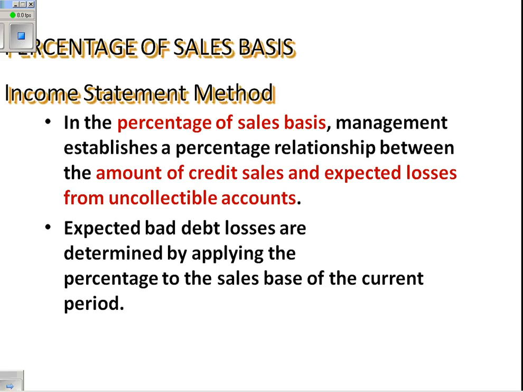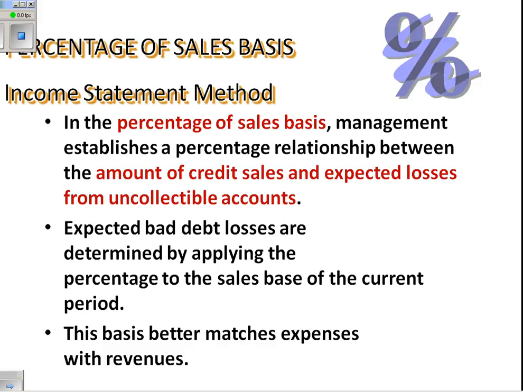For the income statement method, the management establishes a percentage relationship between the amount of credit sales and expected losses from uncollectible accounts. Expected bad debt losses are determined by applying the percentage to the sales base of the current period. So this percentage they estimate is usually based on history. If they know on average they lose about 2% of their sales, then they would use this as the percentage they're using to estimate what will go bad this year. This basis better matches expenses with revenues.